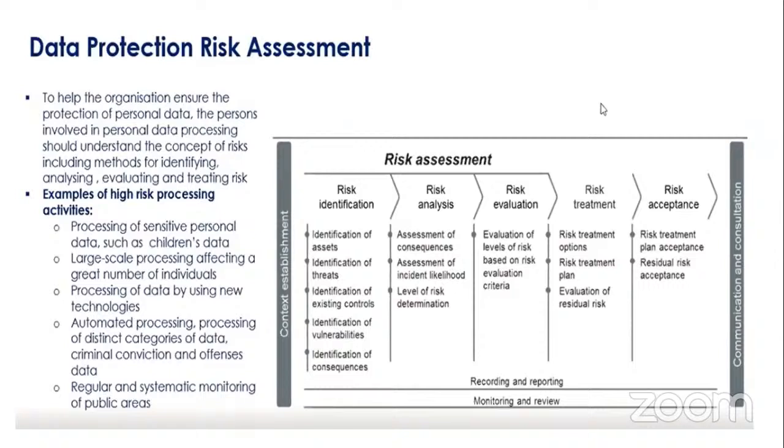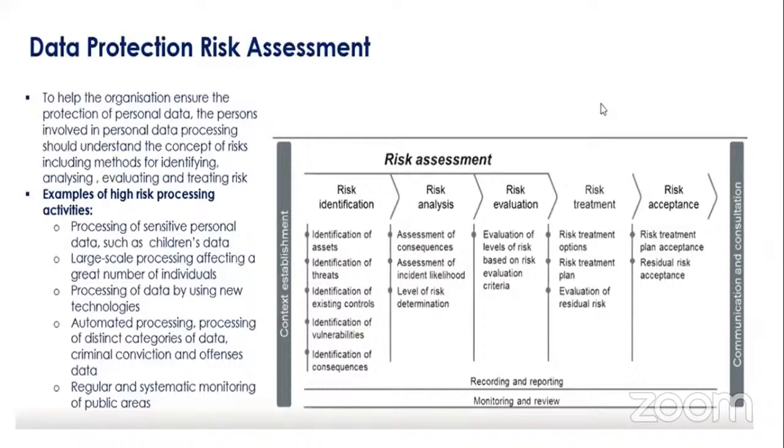And then once you identify all that, you can do what we call the analysis. You need to assess the consequences, and assess these particular incidents: is there a likelihood of it reoccurring, and what is the level of risk. You can determine that under the analysis. Then you also need to do the risk evaluation, which is based on the risk evaluation criteria. From there, you can do the treatment, once the risk has been identified, analyzed, and evaluated.